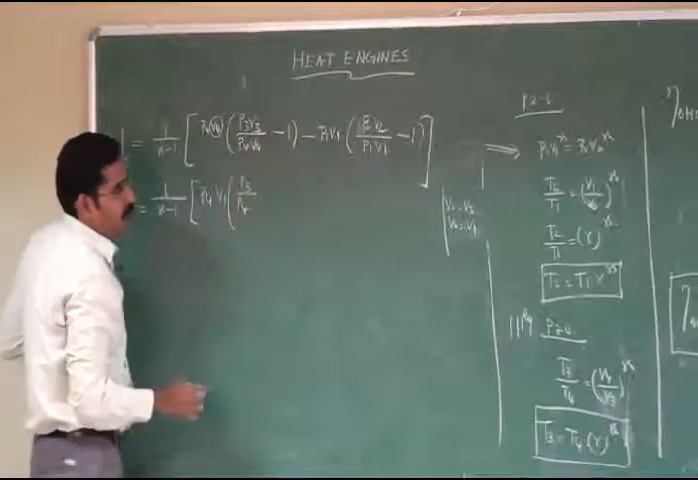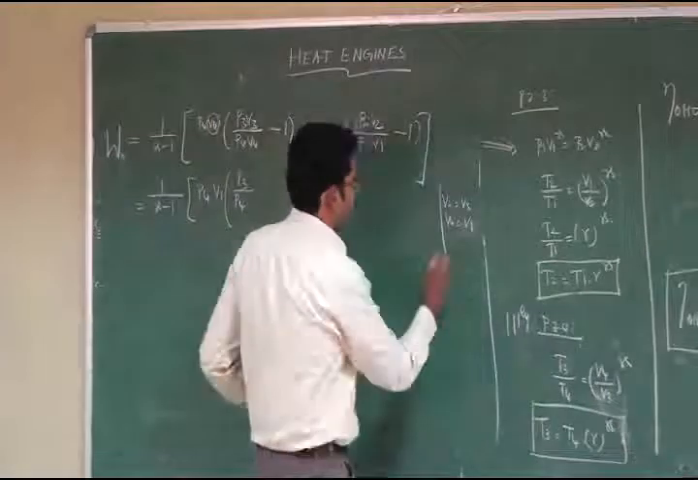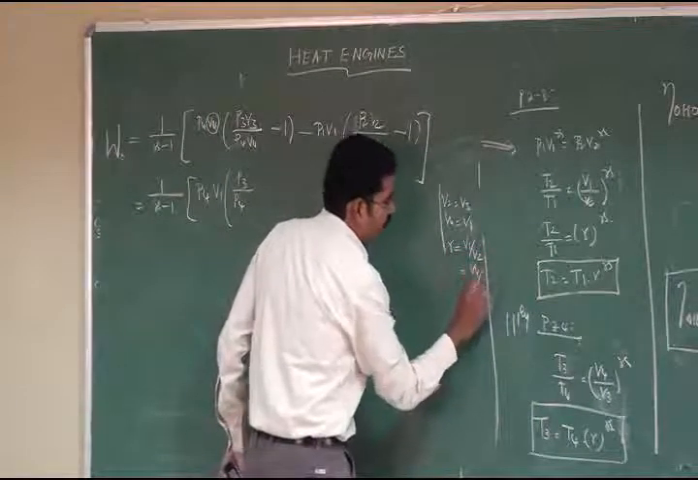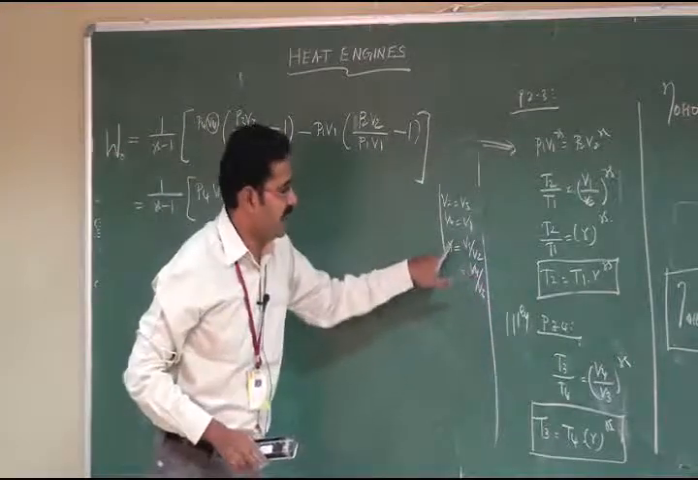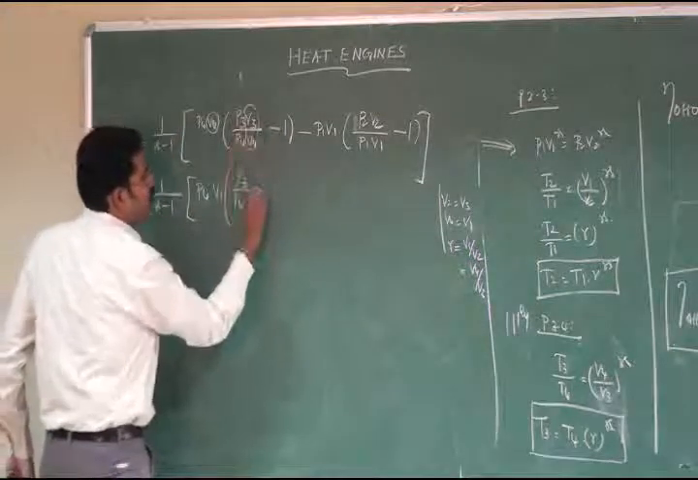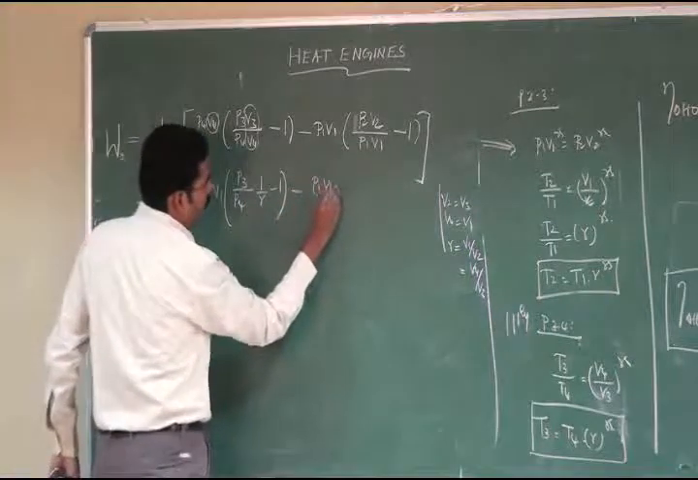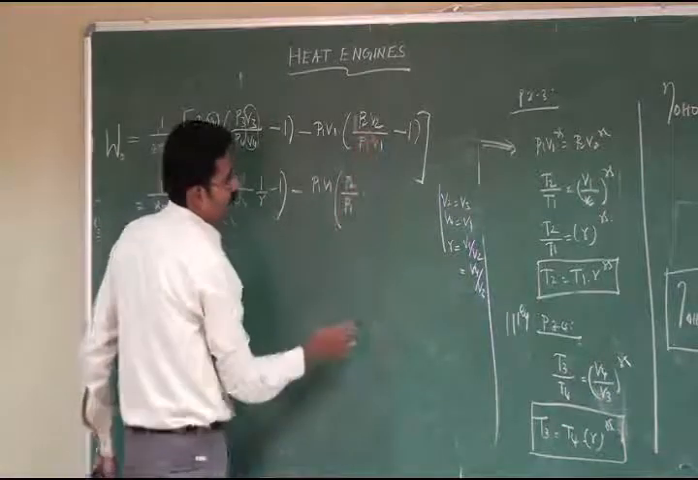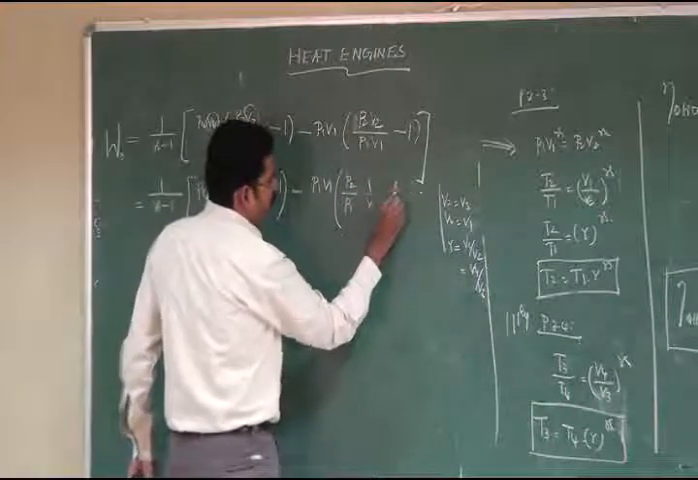What is V3 by V4? We have a compression ratio R, where R is equal to V1 by V2 or V4 by V3. Now we have a term V3 by V4, then V3 by V4 can be written as 1 by R. That is, this term can be replaced by 1 by R minus 1 minus P1 V1, and kept P2 by P1 as it is. And what is V2 by V1? V2 by V1 also can be written as 1 by R, 1 by R minus 1.